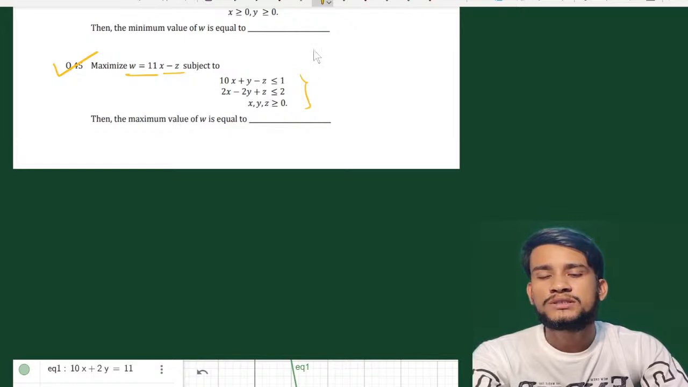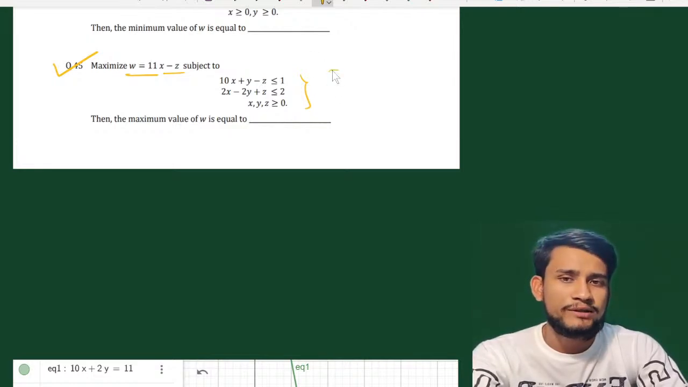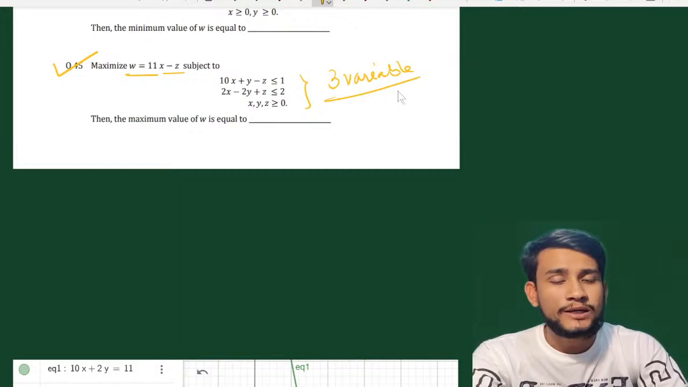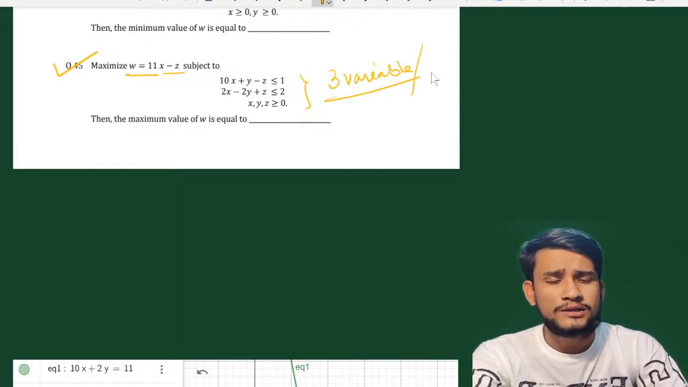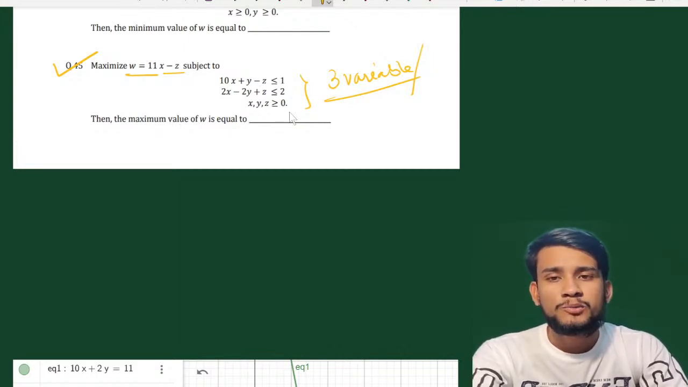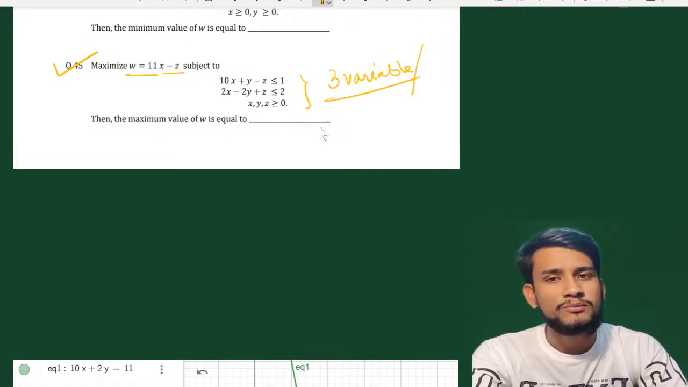Okay, so see, there is a note. You can see that there are three variables. So we cannot solve it by the simple graphical method, and we have to solve it by the simplex method. But if we can reduce the number of variables from 3 to 2, then we can solve it by the graphical method. That's why we convert the problem to the dual.